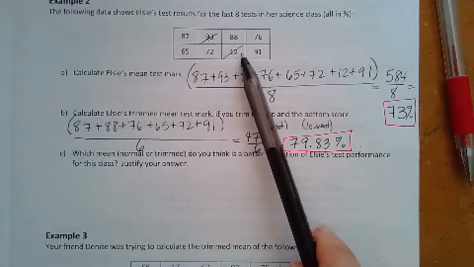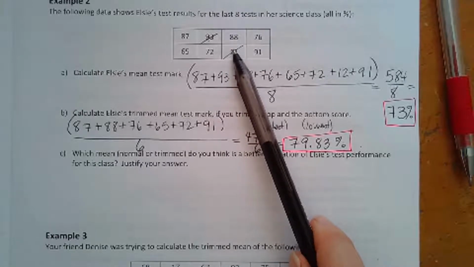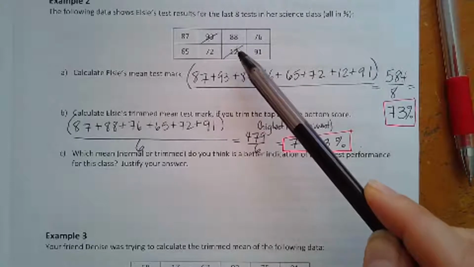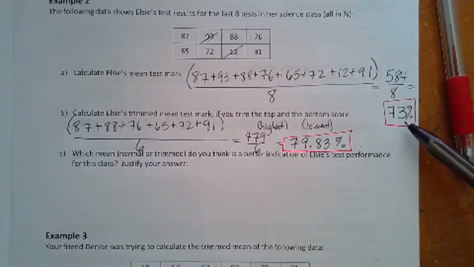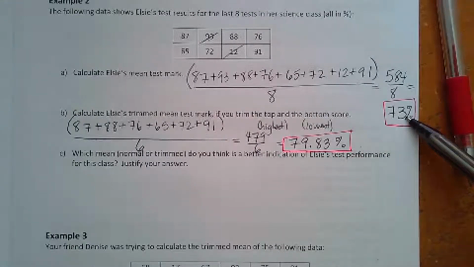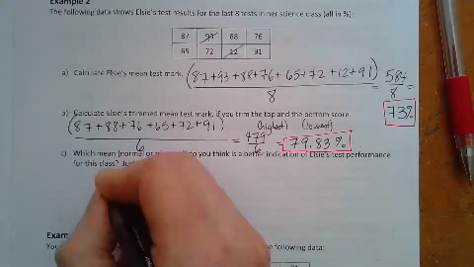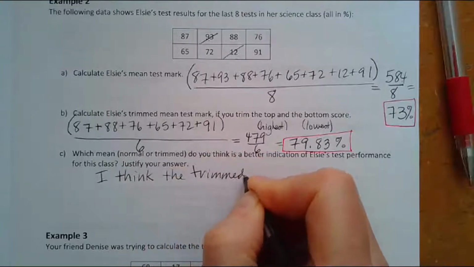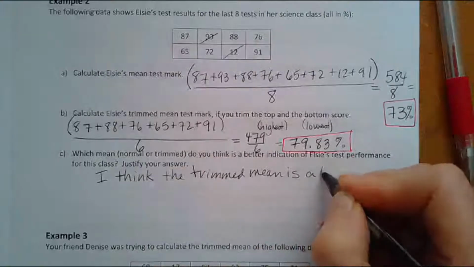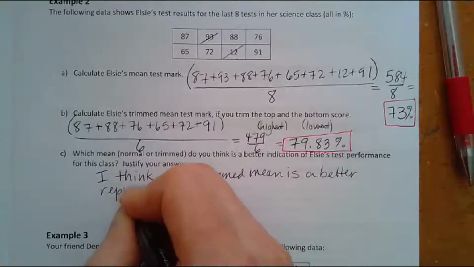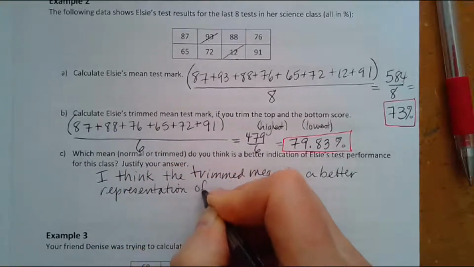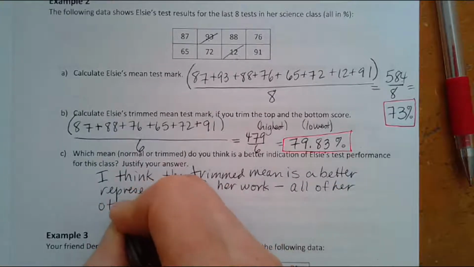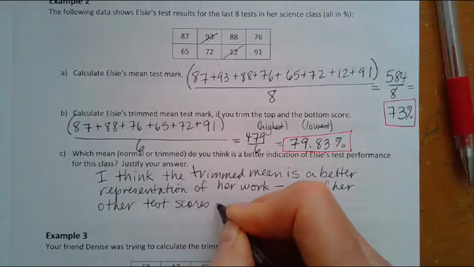So by dropping this low score, it looks like this is the true outlier, and this is the one that really doesn't fit her ability. She might have had a really bad day, been really sick that day. She probably shouldn't have written the test that day. So I think for sure her teacher should have dropped that one, but if the teacher drops this one, they have to drop this one. So I think the higher score is more reflective of Elsie's work. This is quite a bit lower. It should be the higher score. So I think the trimmed mean is a better representation of her work. All of her other test scores were quite high.